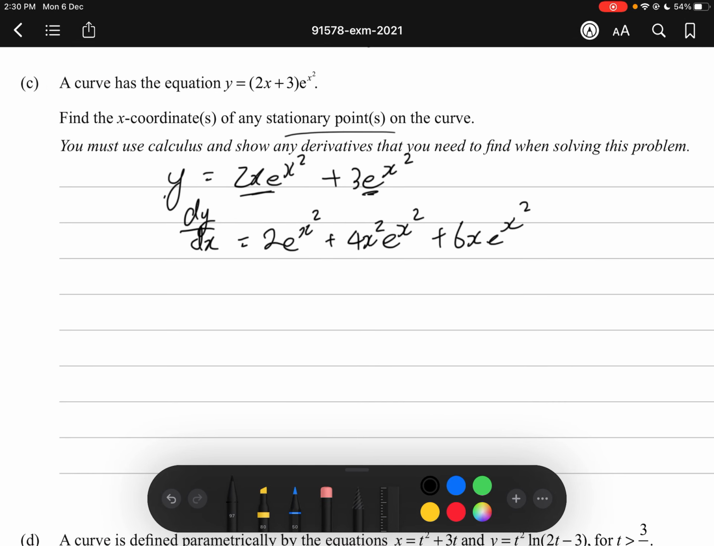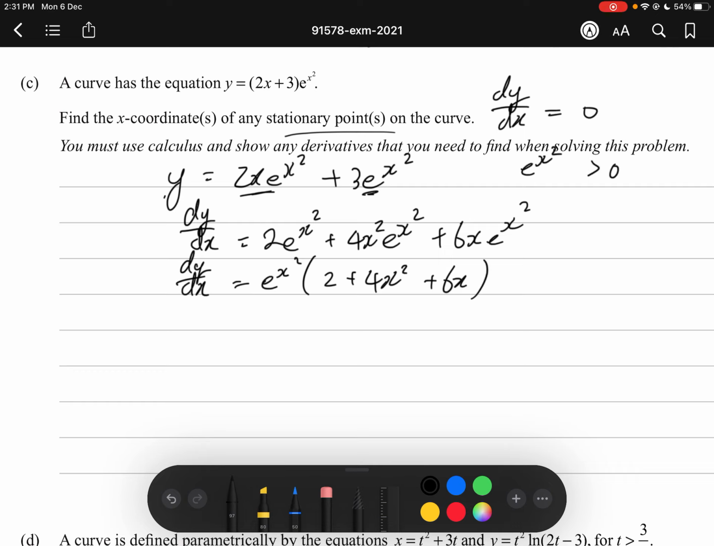We need to find the stationary points on the curve. For stationary points, we know that means dy over dx equals 0. We can factor out e to the power of x squared since all of the terms have e to the power of x squared in it. So we can say e to the power of x squared bracket 2 plus 4x squared plus 6x. And we know that e to the power of anything is going to be greater than 0, so we can just ignore this part. So we say dy over dx equals 0. Therefore, 4x squared plus 6x plus 2 equals 0. At this rate, we can just use the quadratic function on our calculator to find the x values.